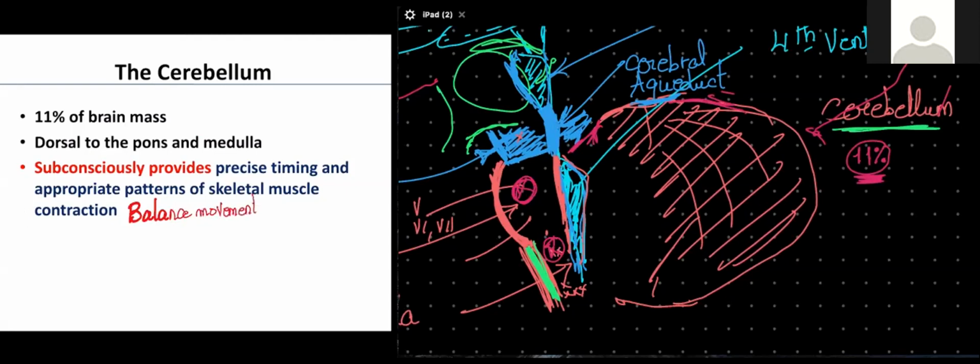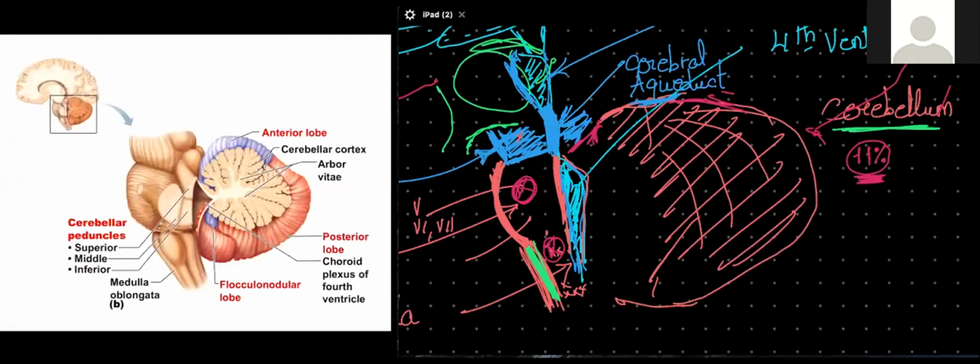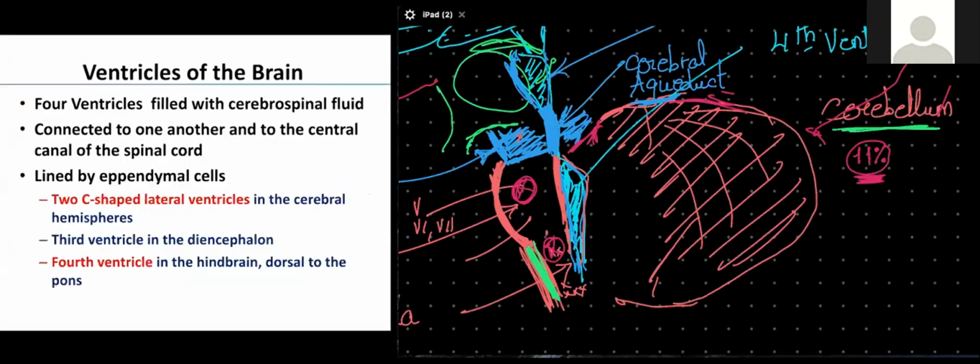If you have no idea what the force of contractions is that you're going to need to generate in order to walk, there will be no coordination between your skeletal muscle contractions, and so you're going to lose the ability to maintain your body balance. The cerebellum is going to be formed of two cerebellar hemispheres. Don't confuse the cerebellar hemispheres with the cerebral hemispheres.